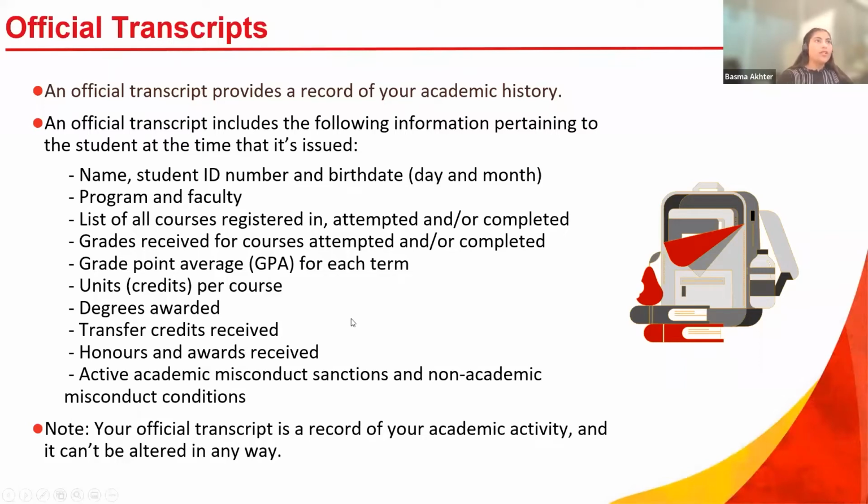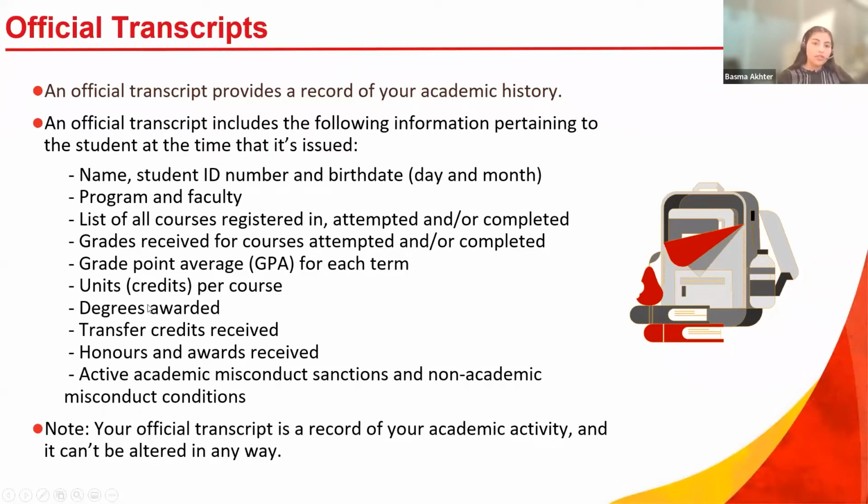For your official transcript, this is all the information that it's going to cover. It will have your name, your student ID, your birth date, the program and faculty that you're enrolled in, a list of all the courses that you're registered in, attempted or completed, grades that you have received for courses, and grade point average for each term. Similar to what you were seeing in the landing page of exams and grades, it's going to look very similar to that basically. The units or credits that you have received for each course.